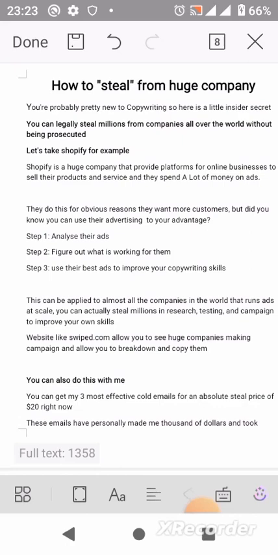So let's go. I said you are probably pretty new to copywriting, so here is a little insider secret. I said you can legally steal millions from companies all over the world without being prosecuted. Of course, this will create more curiosity in the reader, because when the reader goes through it and sees you can steal without being prosecuted in almost all the countries of the world, the person will have the desire, the passion to continue to read. That's the hook. This one has caught the attention of the reader or of your client.